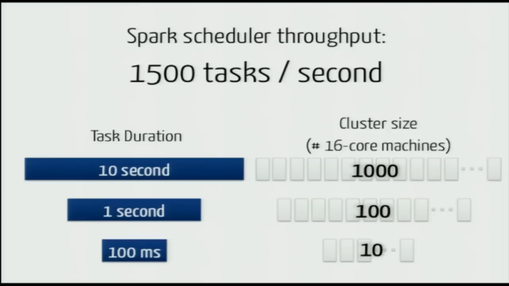But as tasks get shorter, for example, if you want to run tasks that are 100 milliseconds, the Spark scheduler can only support a cluster with 10 16-core machines. So you can run a bigger cluster, but Spark will only on average be able to keep 10 of those machines fully utilized. So you can see that for the cutting edge of today's Spark workloads, the fact that the scheduler is this bottleneck and has limited throughput is starting to become an issue.